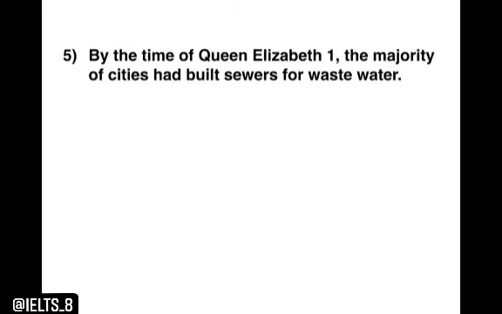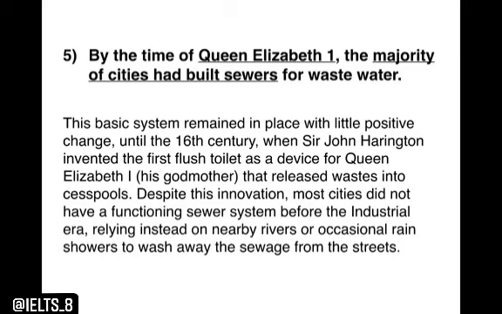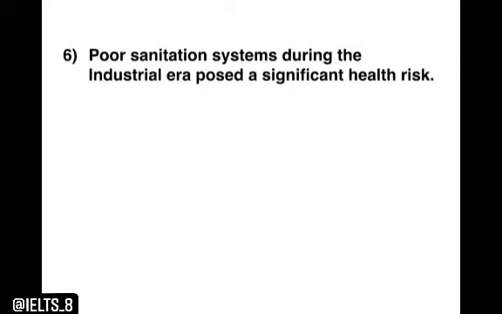By the time of Queen Elizabeth I, the majority of cities had built sewers for wastewater. So you'd look for the keywords Queen Elizabeth I, majority of cities had built sewers. And here's the part of the text where we find the answer. So we find Queen Elizabeth I there in the middle, and then we find the keywords that give us the answer. Most cities did not have a functioning sewer system. So the answer must be false because it's the opposite. Cities did not have a functioning sewer system at this time. Then on to number 6.